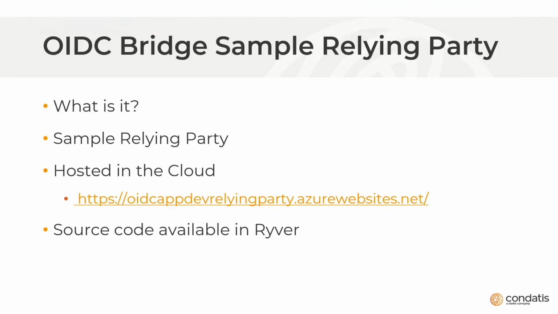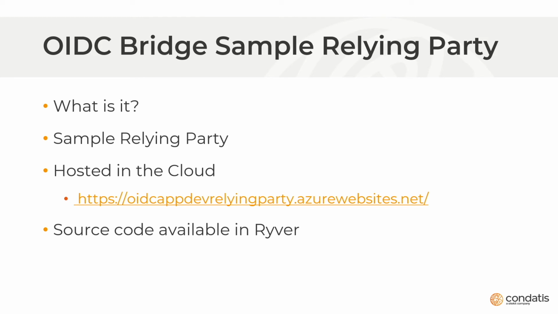Now that we've configured a relying party within the OIDC Bridge management portal, it's time to have a little look at the actual relying party. So for the hackathon, we've provided a sample relying party that you can add in your client ID and secret and a set of scopes that you want to use for your requests. We've hosted this relying party on the cloud and it's available at https://OIDC app dev relyingparty.azurewebsites.net.